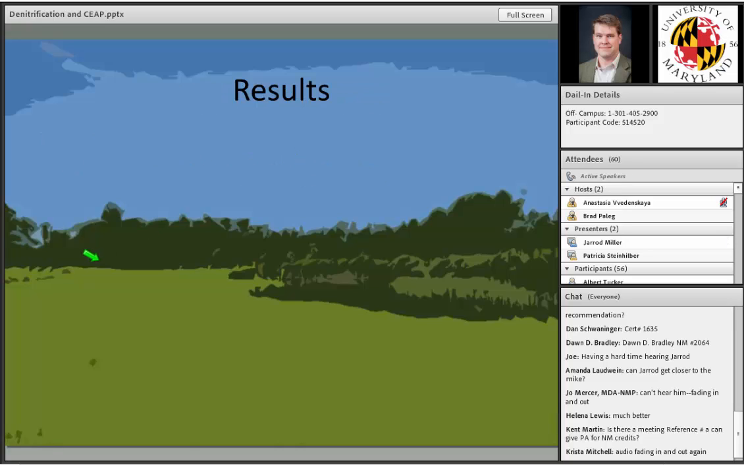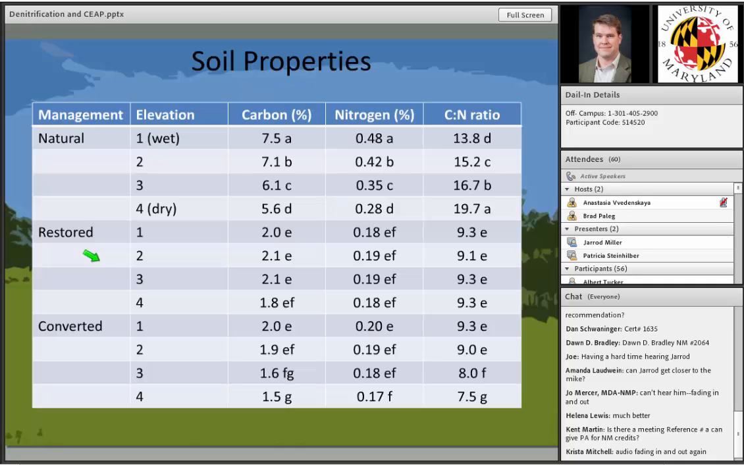So I'd like to go over all the soil properties, which will help explain some of the differences in the results we saw, and also give you a good idea of what's going on in some of these different types of wetlands. So first off, the carbon percentage in these soils. So you can see over here I have your 3 management types, your natural, your NRCS restored, and this is your ag land, this prior converted. Then you go your elevation, 1 is your wettest, 4 is your driest.